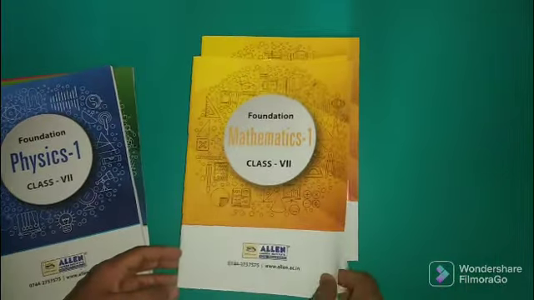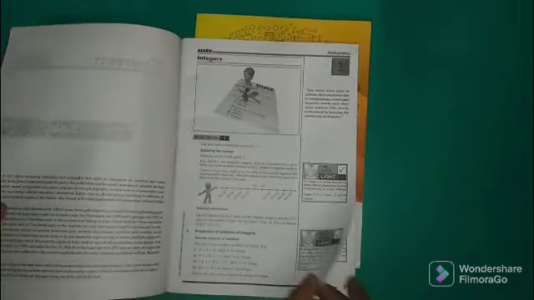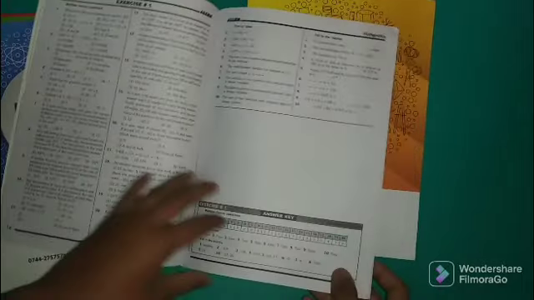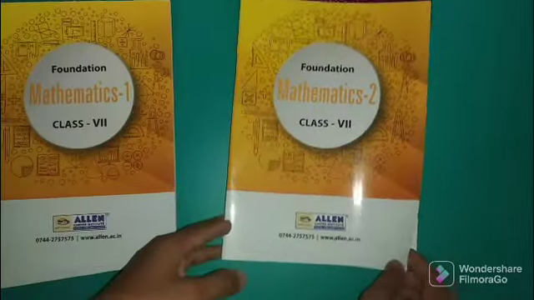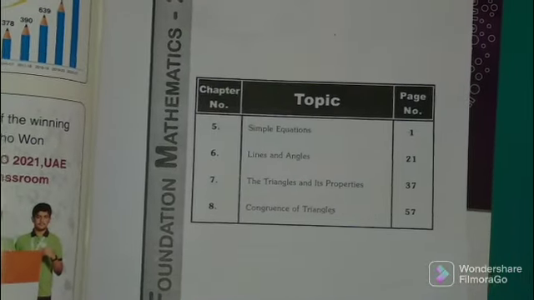Now this is the foundation 1 mathematics. 4 chapters are given in it, with the same structure: theory, then NCERT questions, then exercises. This is the second module of mathematics, and in this also 4 chapters are given.